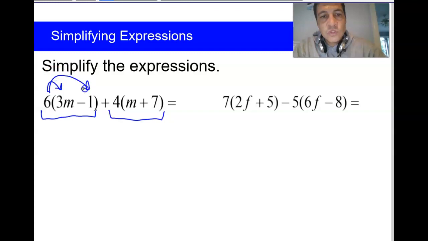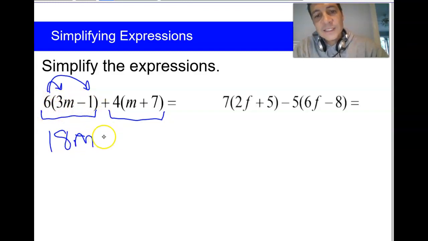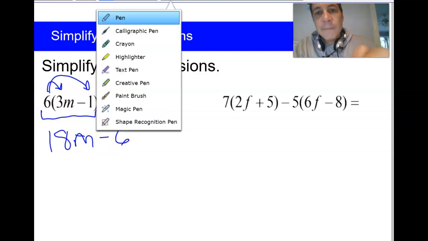Always distribute first. You cannot add 3m plus the m here, because you really don't just have 3m. You have 6 groups of 3m, which is 18m. And now, minus 1. So 6 times negative 1, that's negative 6. This is a positive 4.